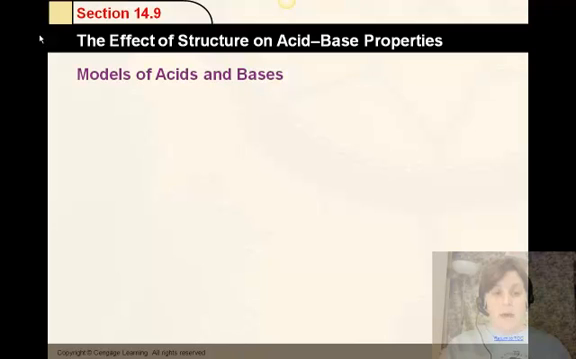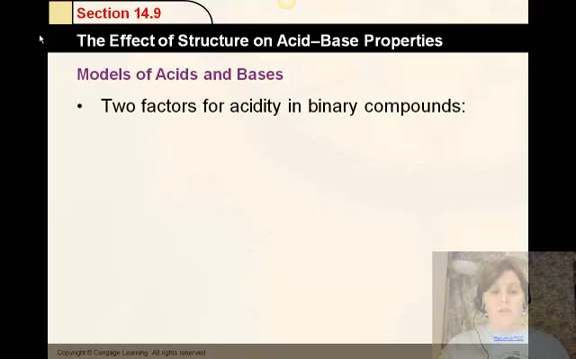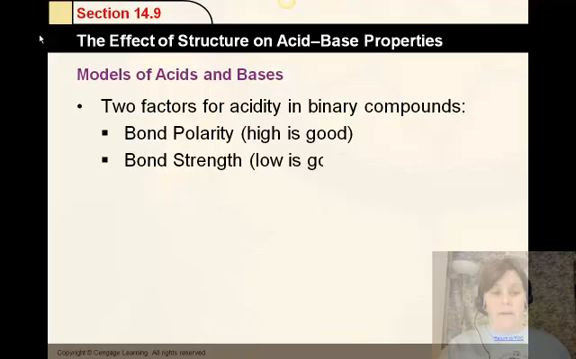So let's look at some models of acids and bases. There are two factors for acidity in binary compounds: bond polarity and bond strength. In other words, if the polarity is high, that's a good thing. And that is one factor that can determine the strength of an acid. Bond strength, low, is good. Weak bond strength actually means strong acids. It's kind of interesting. So let's look at some examples of what I mean by that.